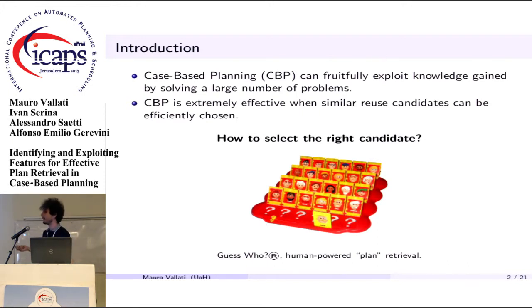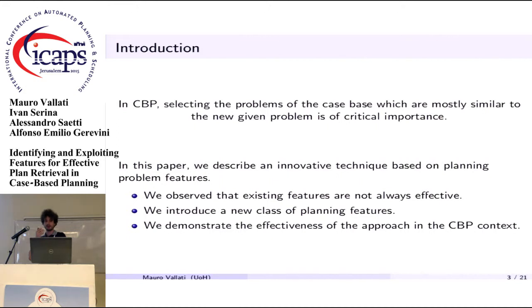It should be noted that in the case of planning, the case base is a bit larger, but not so much. And this step, which is called plan retrieval, as I said, is of critical importance for the case-based planning process because it strongly affects the ability of the planner to solve or not a given problem.